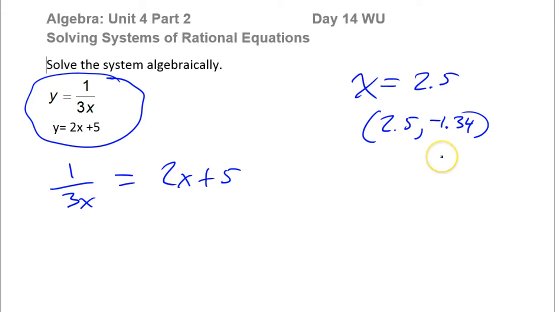So on the test, don't ask me, Mr. Burton, do you just want the x value or do you want me to put it as an ordered pair? You have to know on your own because it was a system.